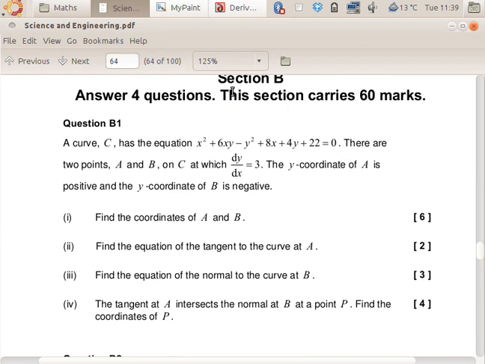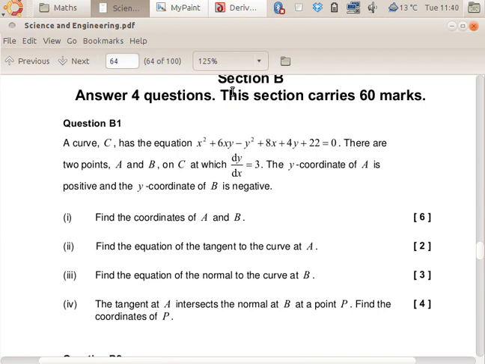Right, now if I look at this one, a curve C has equation as follows. There are 2 points, A and B, on C at which dy dx equals 3. So if I read that, what I understand from it is that there are 2 places where the gradient, where the slope of the tangent is 3. They said on C. But that's the curve. The curve is called C. This caused confusion last time people did this. The y-coordinate of A is positive and the y-coordinate of B is negative.